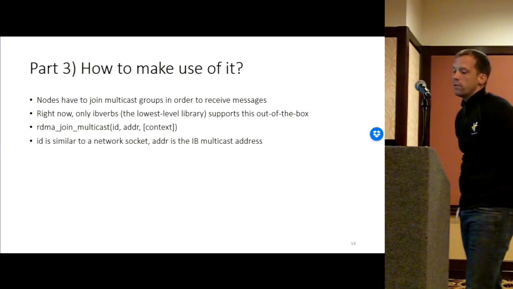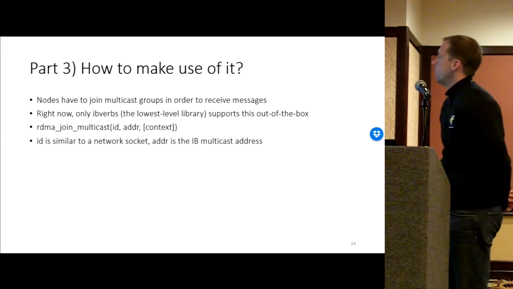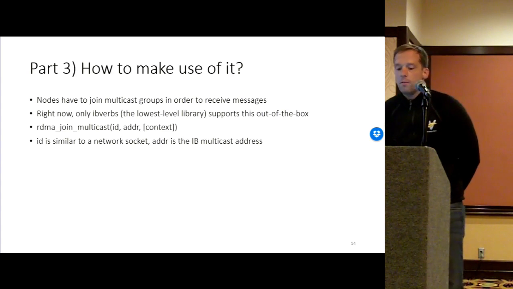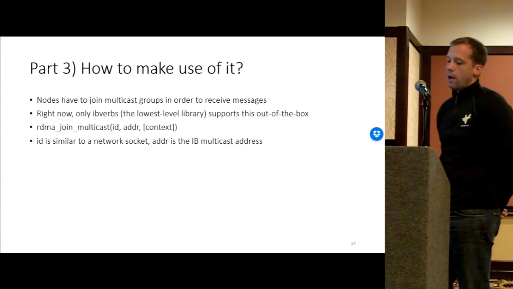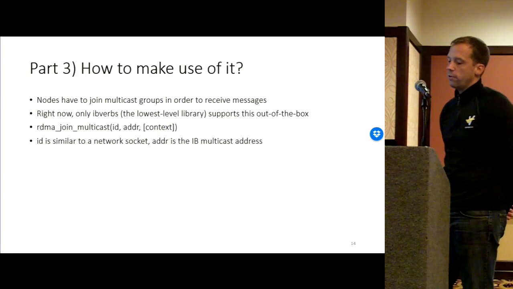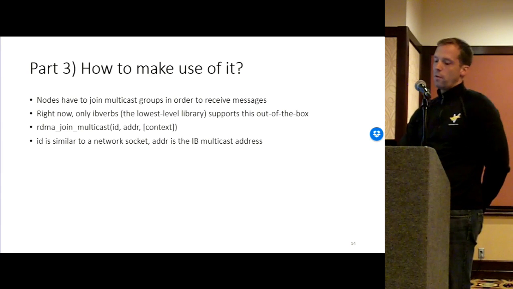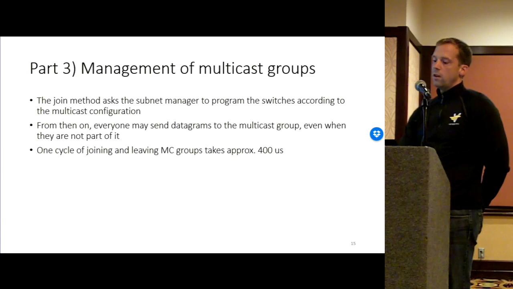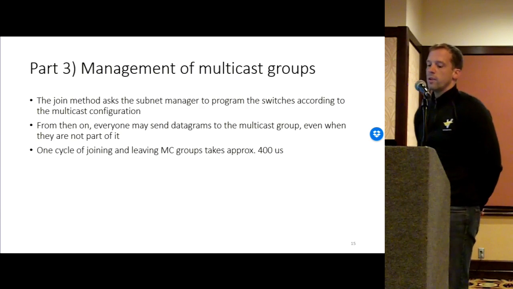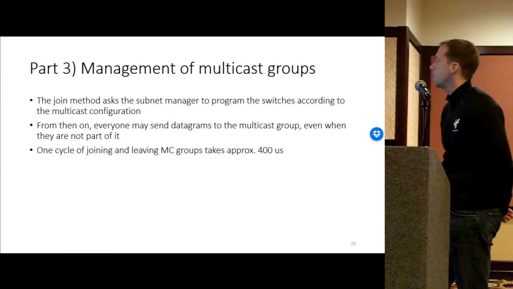So how to make use of it? So far, it's only supported by IB verbs, and the API call is RDMA join multicast with the ID, the address, and the context. The different nodes have to join a multicast group, and once the multicast group has been established, everyone may send datagrams to the corresponding multicast group.